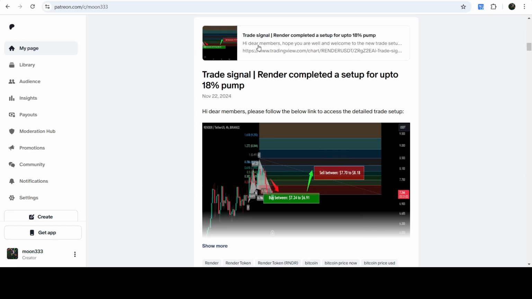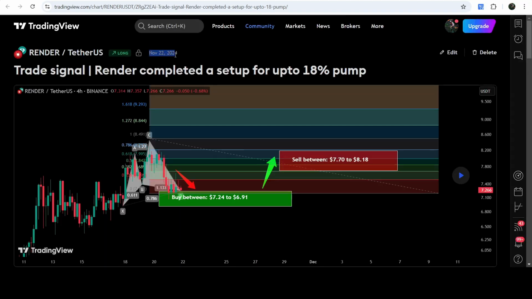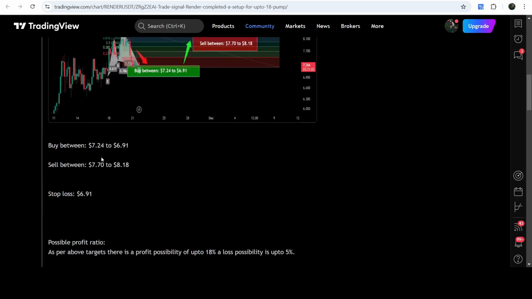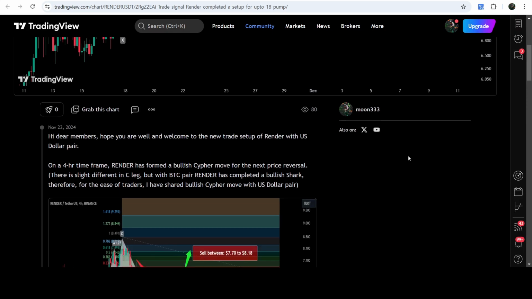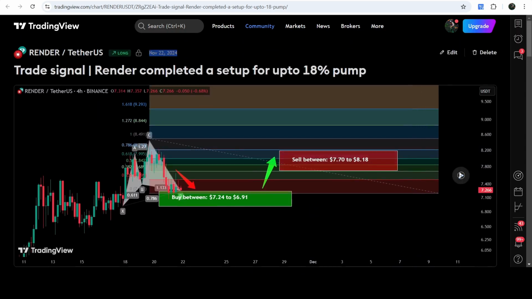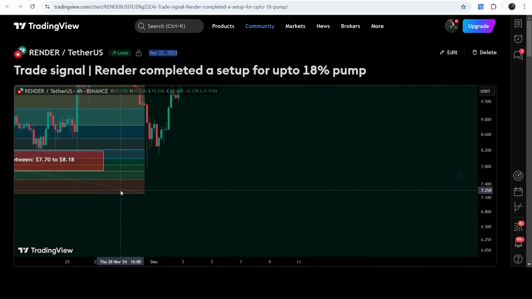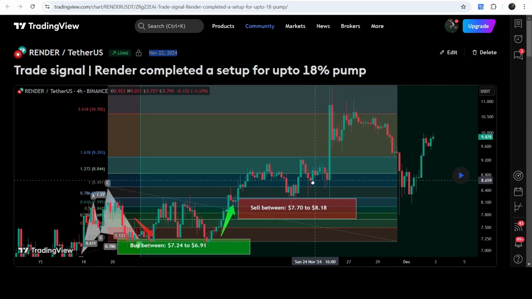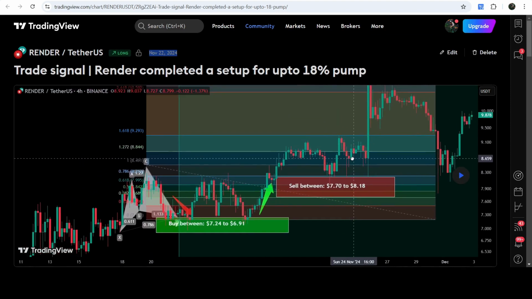First of all, let me begin with my most recent trade signal for Render that I shared on 22nd of November 2024 with my members. And that was a bullish Cypher pattern that Render formed on a 4-hour time frame chart with the US dollar pair. And this was a complete trade signal: a buying zone, sell target zone, and the stop loss. And now if I play this chart, then you can see that the price has started a very massive reversal from this buying zone and rallied beyond the sell target zone. This was almost 70% pump only on this 4-hour time frame chart.